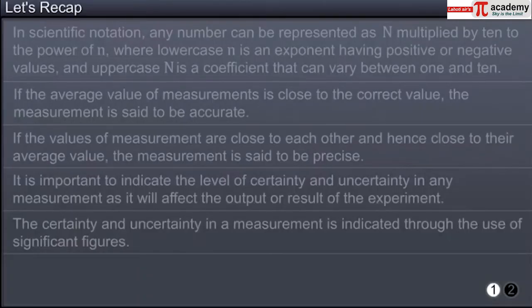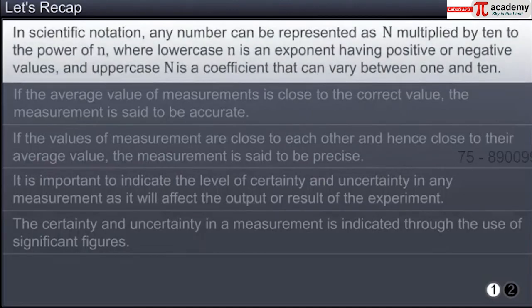You have now reached the end of this module. In this module, you have learned that in scientific notation, any number can be represented as N multiplied by 10 to the power of n, where lowercase n is an exponent having positive or negative values, and uppercase N is a coefficient that can vary between 1 and 10.